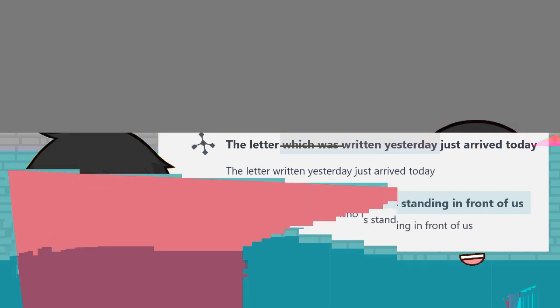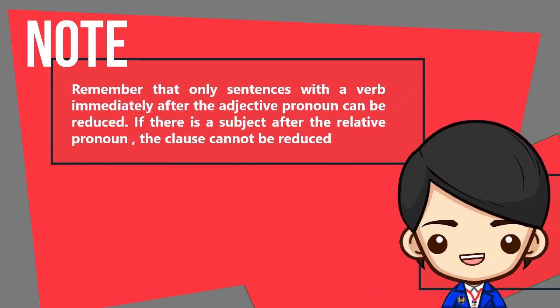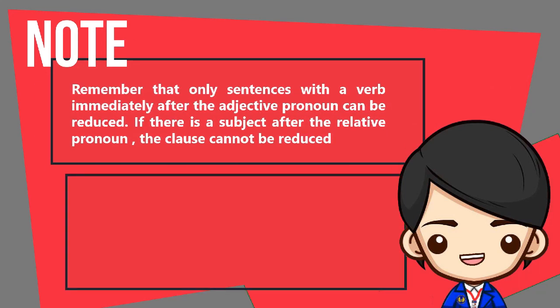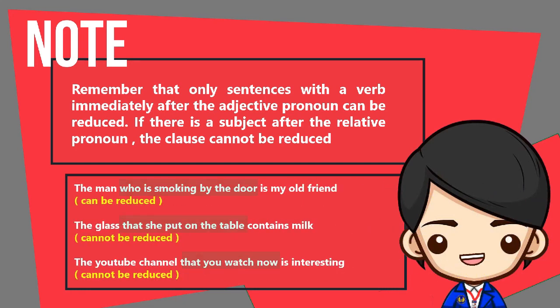Remember that only a sentence with a verb immediately after the relative pronoun can be reduced. If there is a subject after the relative pronoun, or after the word who, which, or that, the clause cannot be reduced. We will see these three sentences. Please pause and focus on the third sentence. In the sentence, the adjective clause reads that you watch now. The word you is the subject in the clause, so it cannot be reduced.